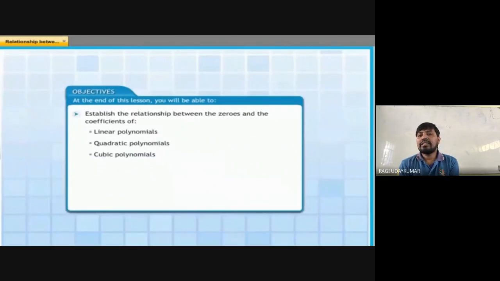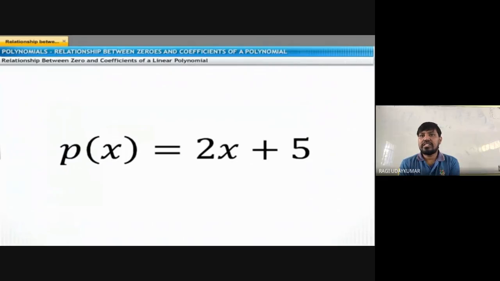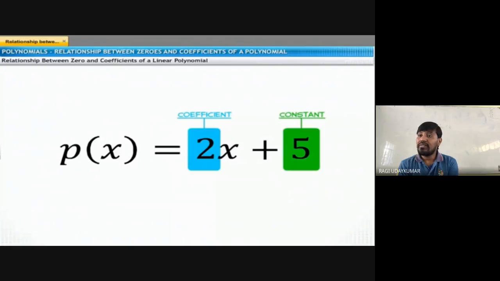So here we are going to learn the zeros of the linear polynomial, quadratic polynomial, and cubic polynomial. Three types of polynomials will be there, and we are going to establish the relationship between the zeros and coefficients of the three types of polynomials. First, let us consider the linear polynomial, that is p of x is equal to 2x plus 5, where 2 is the coefficient and 5 is the constant.